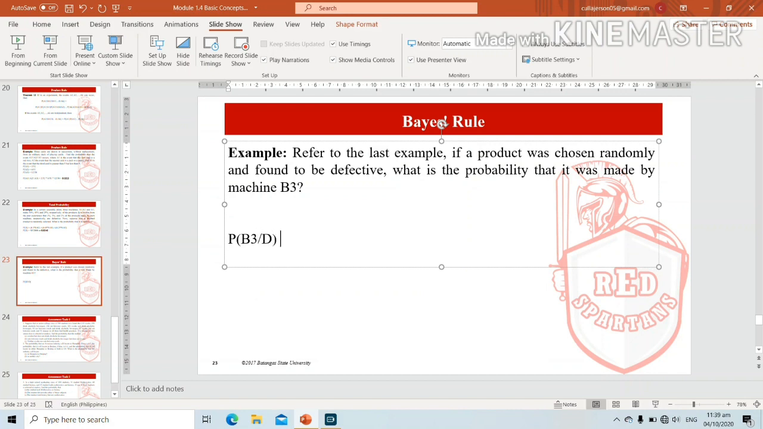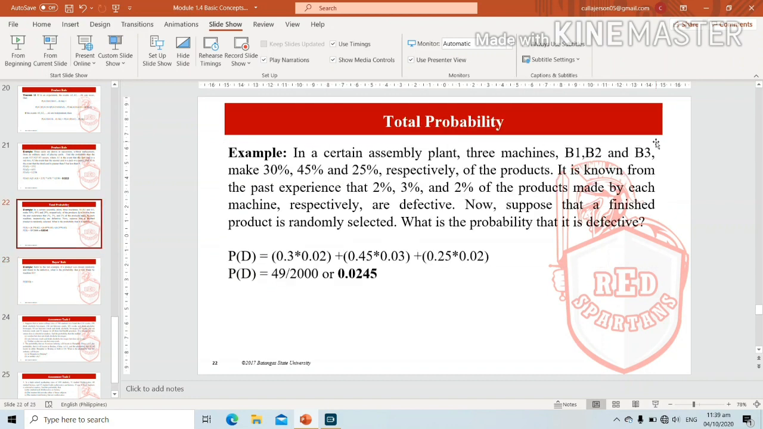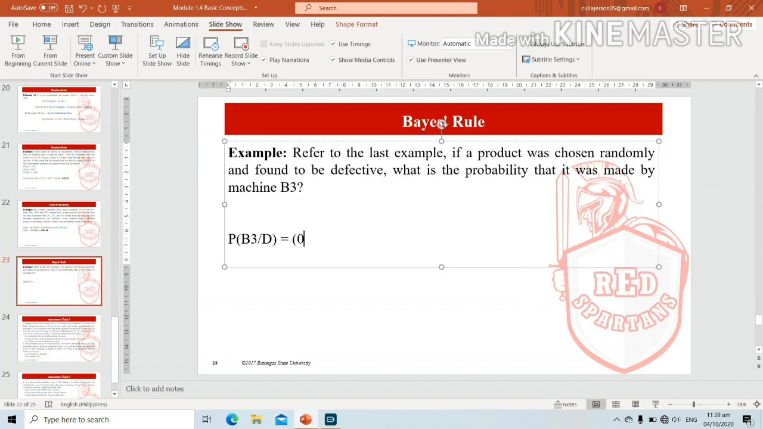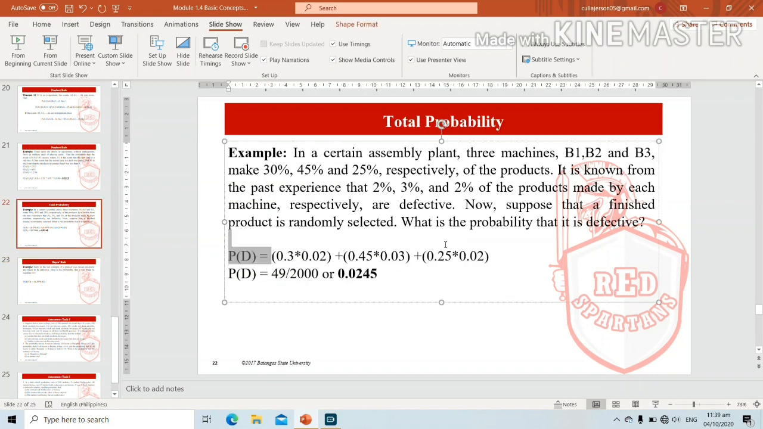Ang kukunin nyo lang ay yung kay machine B sub 3. So, balikan natin yung example dito. Alin ba dito yung machine B sub 3? Ito, 25% yung kanyang napoproduce, then meron siyang 2% na defective. So, yun yung iyong numerator, 0.25 times 0.02. So, ano ang iyong denominator? Ang denominator mo ay yung total probability o yung sa theorem 16. Kokopyahin lang natin, yung sagot natin ay 0.0245.